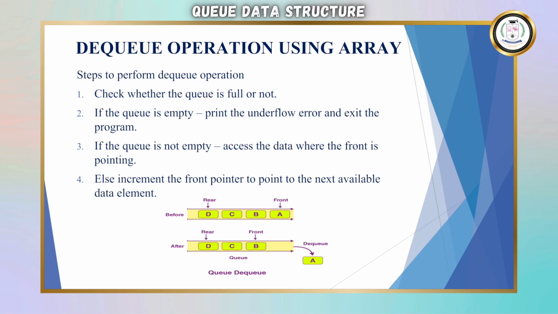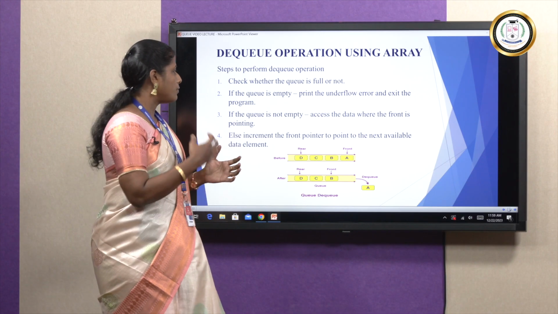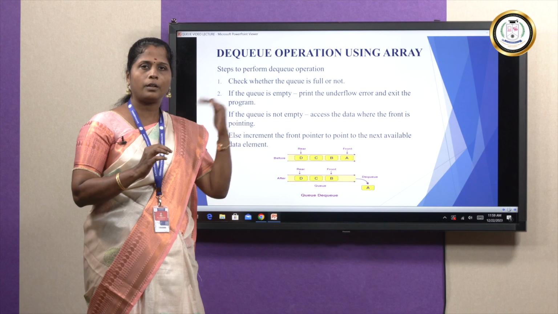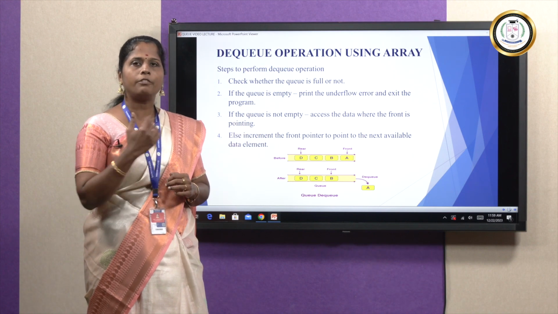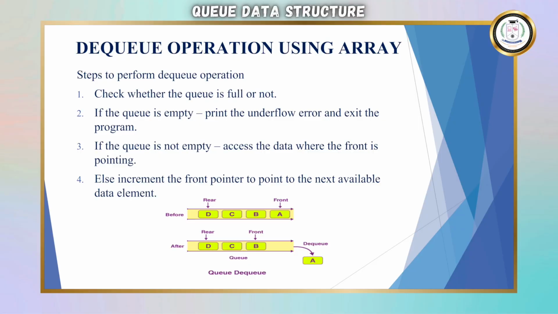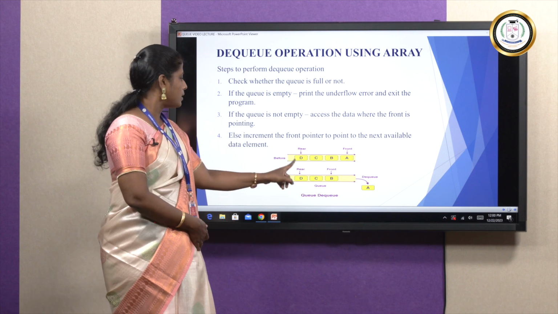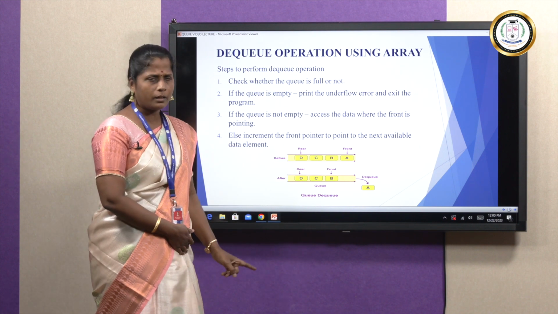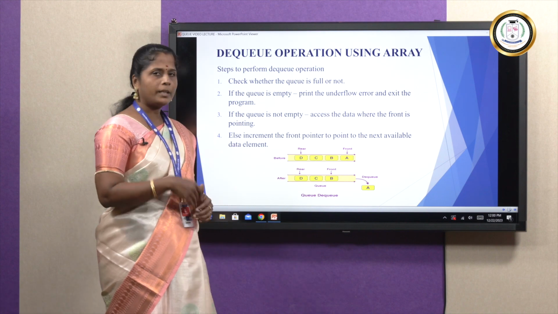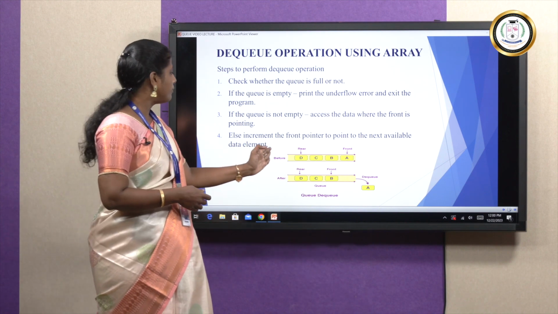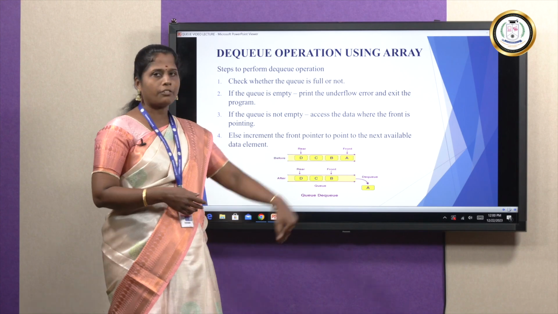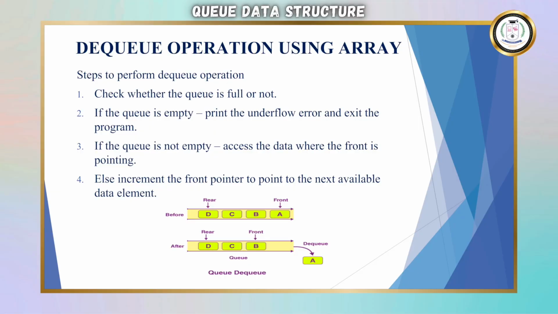If our queue is not empty, the value in the front position will be removed from the queue. So in that case we need to increment the front value. We won't disturb the rear value, we will only increment our front value. In this diagram, the first diagram shows the queue with 4 values, and in the second diagram, after deleting, our front has been incremented. We didn't disturb the rear position. Only our front value has been incremented by 1, which indicates the first element, A, has been deleted from the queue. So this is called a dequeue operation using an array.